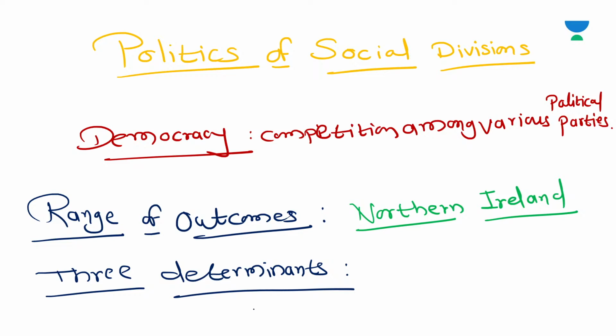Now, there are three determinants. Three factors are crucial in deciding the outcome of politics of social divisions. First of all, the outcome depends on how people perceive their identities. If people see their identities in singular and exclusive terms, it becomes very difficult to accommodate. As long as people in Northern Ireland saw themselves as only Catholic or Protestant, their differences were difficult to reconcile.